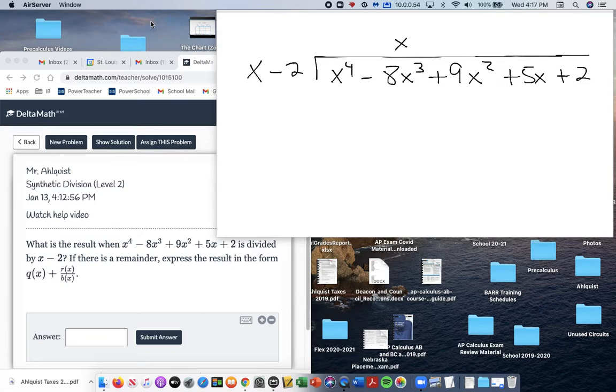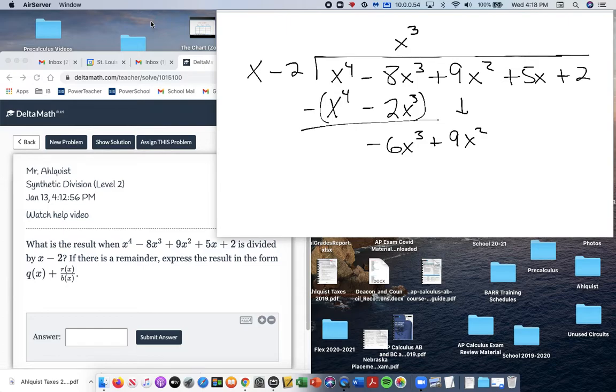I'm going to write this one x to the third, because that makes this x to the fourth minus 2x cubed. Just like we did before, we're going to subtract. When we subtract those two, what we get is negative 6x cubed here. Bring this down. Next thing we do is we say, okay, well, then we got to have negative 6x squared here, which makes this negative 6x cubed plus 12x squared. And then we subtract. And that subtracting, remember, we're just doing the opposite.